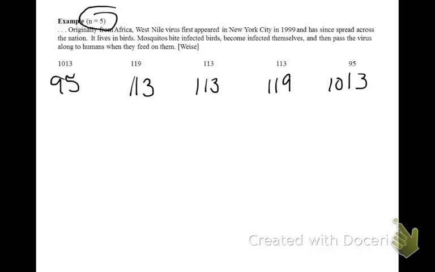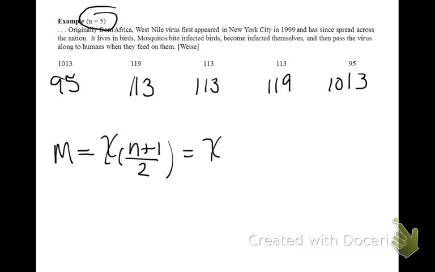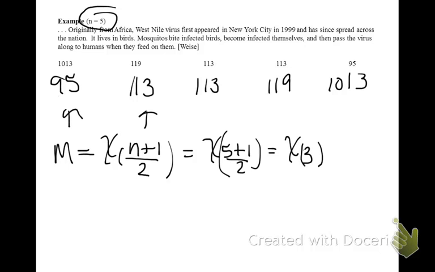We'll start by finding the median. Since there's 5 observations here, the formula for the median says take n plus 1 divided by 2. Plug in 5. 5 plus 1 is 6. 6 divided by 2 is 3. So the median is your third ordered observation. Here's your first, second, third. 113 is your exact answer for the median, which is also your second quartile.